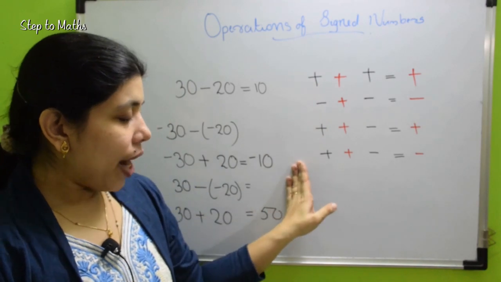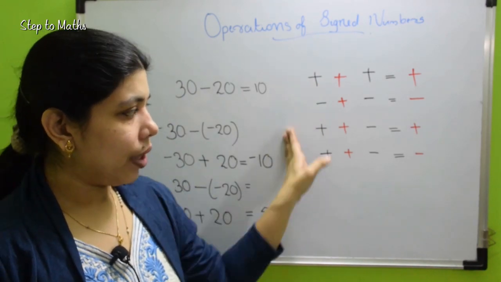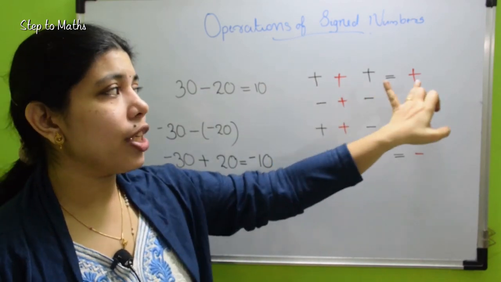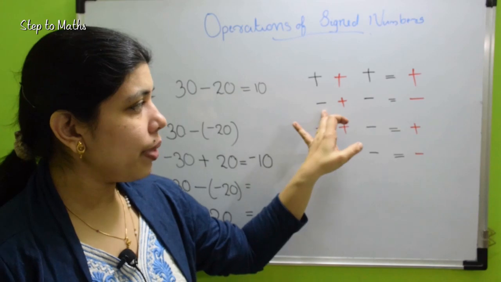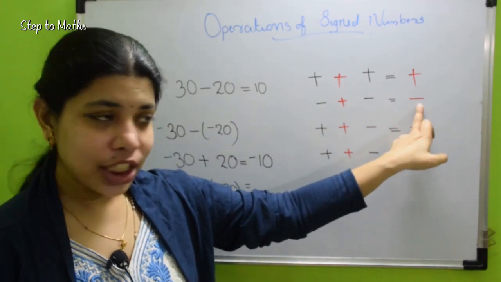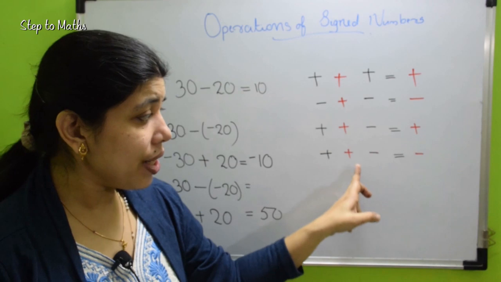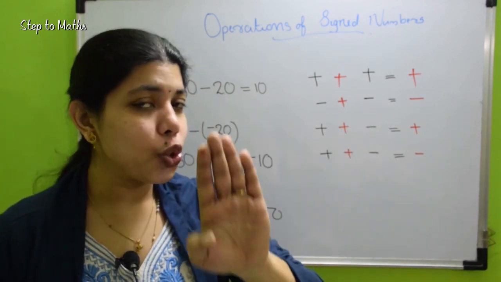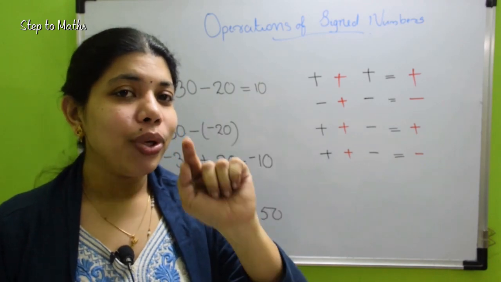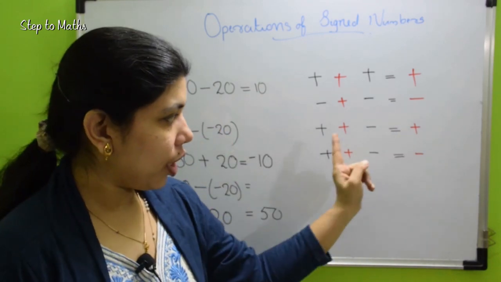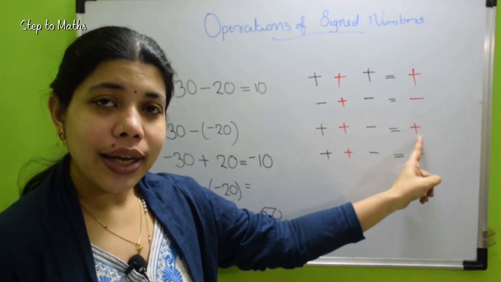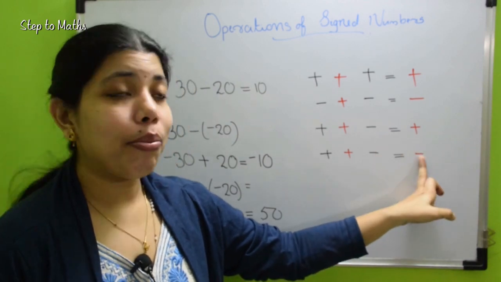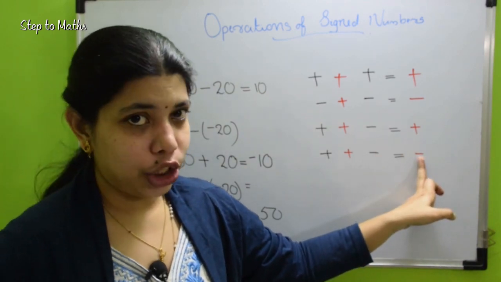So when we perform the addition of signed numbers, the steps are clear. If two numbers are positive, the sum is positive. If two numbers are negative, the sum is also negative. If two numbers have different signs, first find the difference between those two numbers and put the sign of the larger number. If the positive number is larger, then the sum is positive. If the negative number is larger, the sign of the sum is negative.